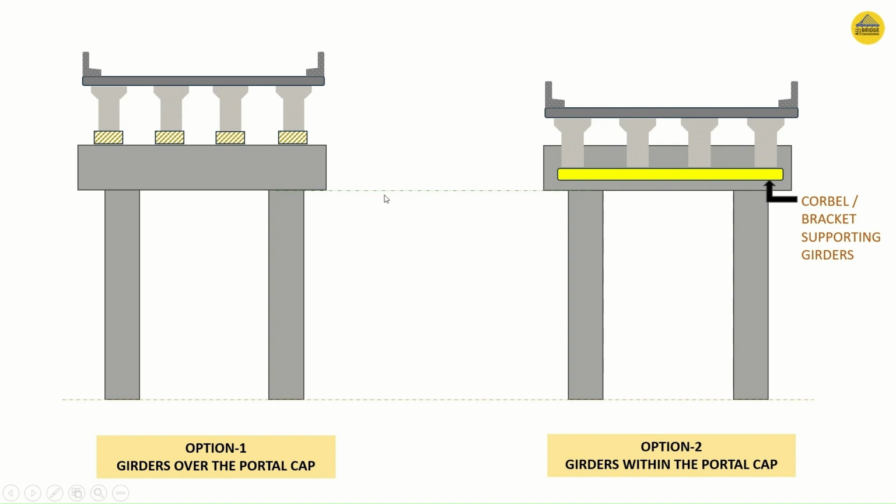Please note that the bottom of the portal piers in option 1 and in option 2 is intentionally kept at the same level, and it can be seen with the help of this dashed line. Similarly, the bottom of the portal caps in option 1 and in option 2 is also kept at the same level, which can be seen with this green dashed line.